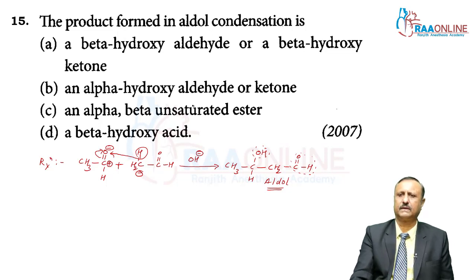So, you can see here this is a functional group, and after the functional group, this carbon atom is called the alpha carbon atom and this is called the beta carbon atom. The OH group present on the beta carbon atom is called beta hydroxy. So this aldol is also called beta hydroxy aldehyde, my dear students.